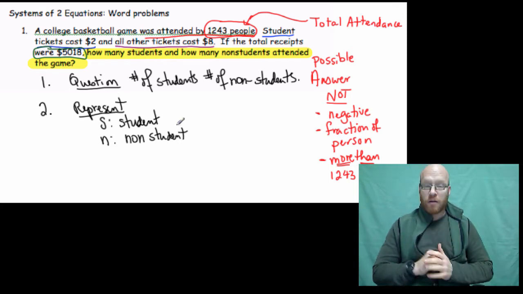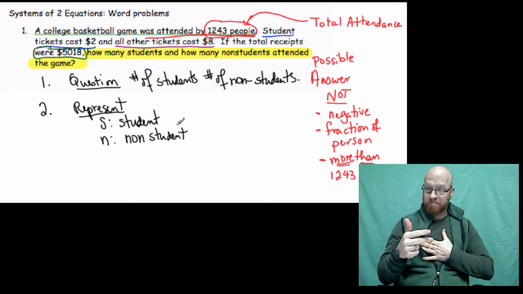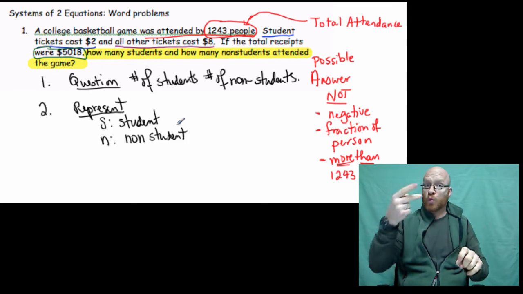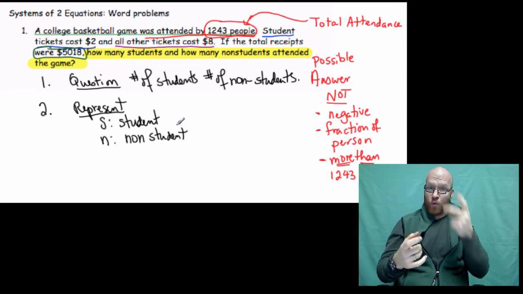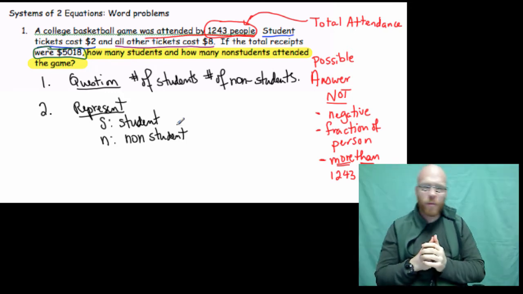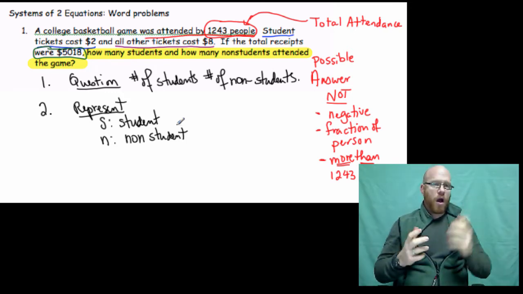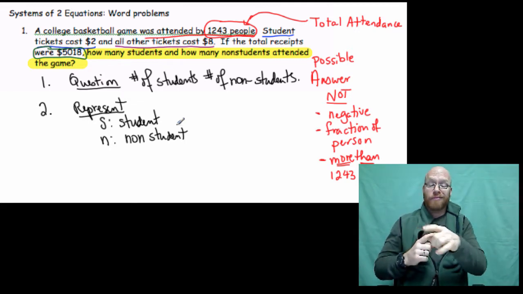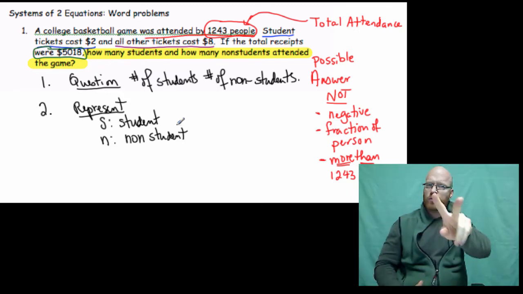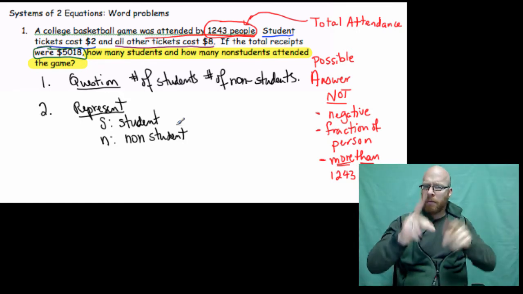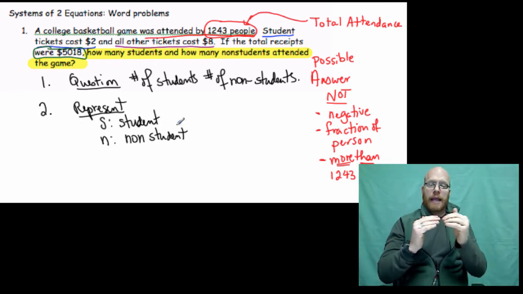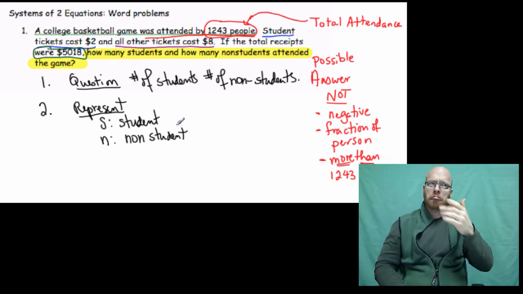Now the third step, in my opinion, I believe is the hardest part of this whole process. We need to translate what we know, what we see in our problem, into two equations. We need two equations with two unknowns. Well, we know that the number of students plus the number of non-students equals 1,243. So we could say S plus N equals 1,243.